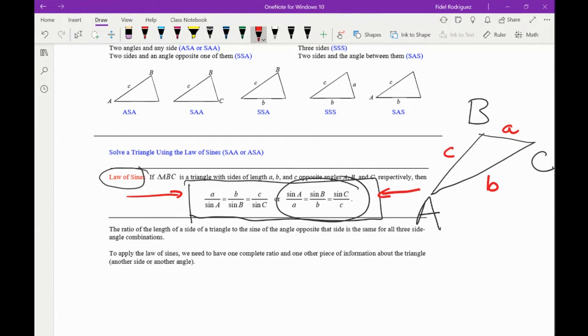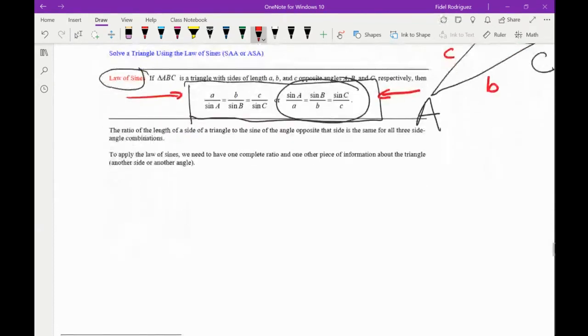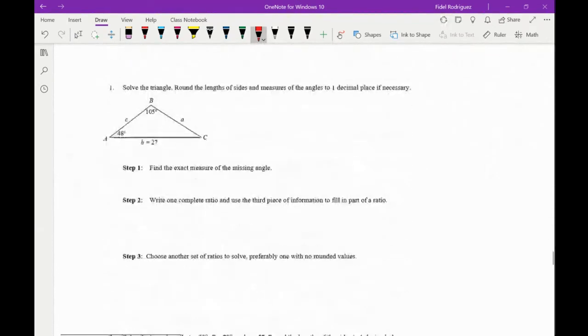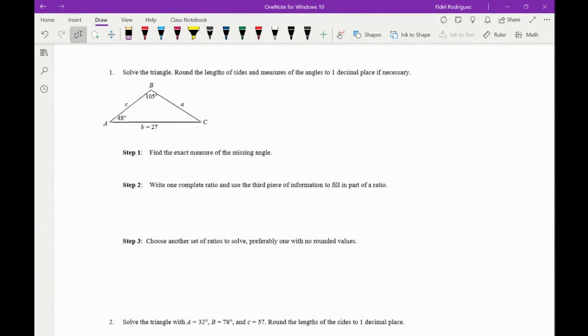So it says to apply the law of sines, we need to have one complete ratio and one other piece of information about the triangle, either another side or another angle, okay? So let me go ahead and keep scrolling here. And so what we're going to do here is we're going to solve the triangle. So again, what we mean by solve the triangle is we're going to find all the angles and we're going to find all the sides.